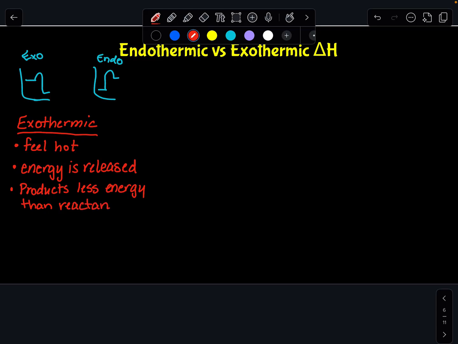And when looking at a graph or looking at an equation, we'll also notice that exothermic reactions have a delta H that is negative, right? And all delta H is the measurement of heat energy. So this is heat energy. And if the value is negative, it means heat has been given off. So negative, heat is released.